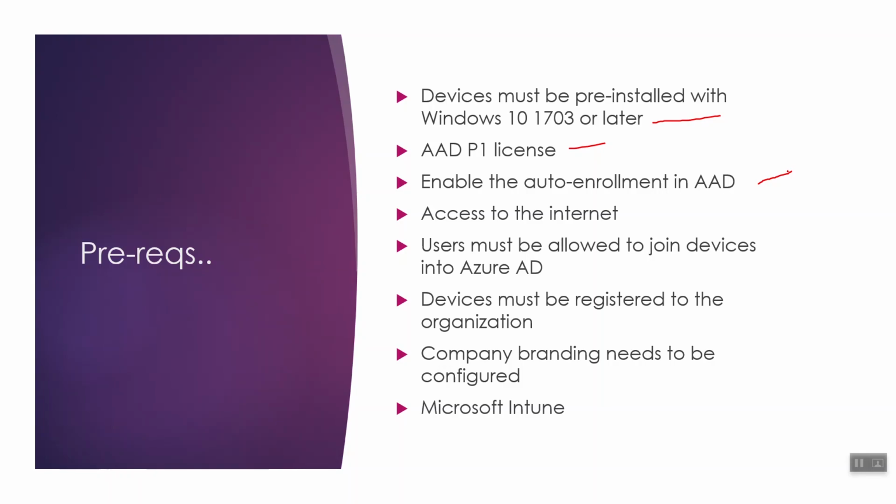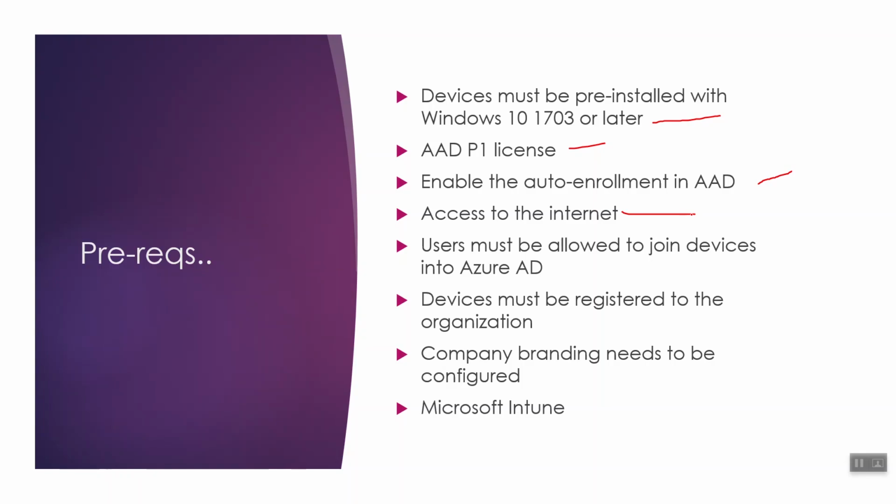So this is one of the prerequisites. All the device needs is a genuine version of Windows 10, 1703 or later, and access to internet. So from the device end, there are only two requirements. The device needs to have access to internet, and that's how it's going to talk to the cloud, and then fetch the policies and get the device onto a business ready state.